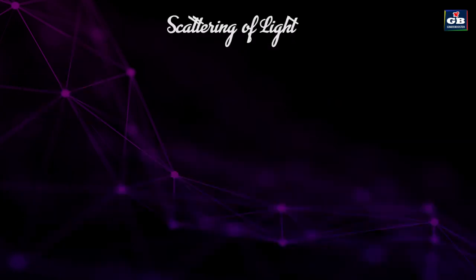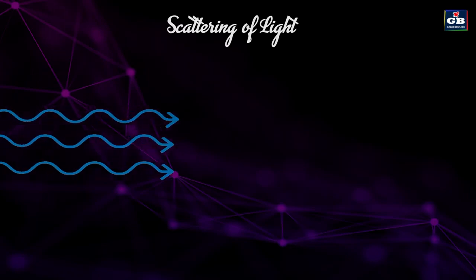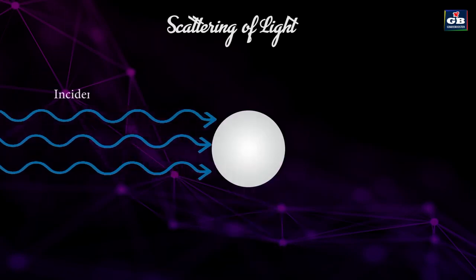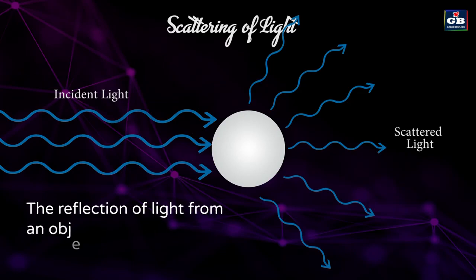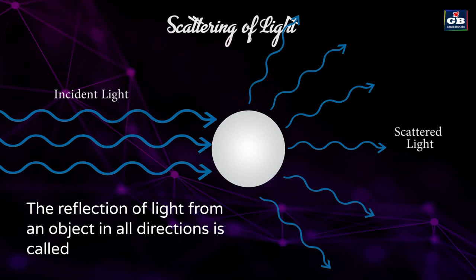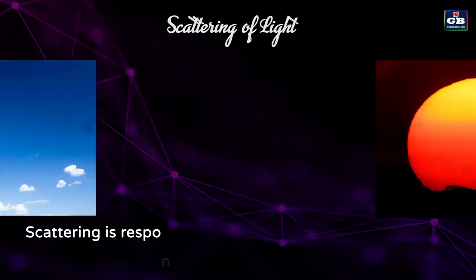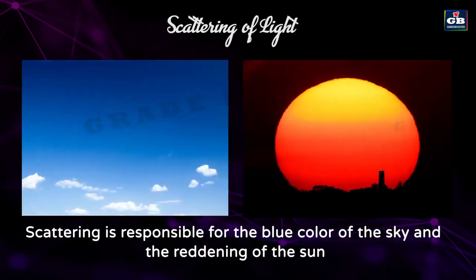Scattering of light. When a particle comes in the path of a light ray, it gets reflected and scattered in all directions. So the reflection of light from an object in all directions is called scattering of light. When the light ray hits that particle, the light ray gets reflected in different directions. It is called scattering of light. This scattering is responsible for the blue color of the sky and reddening of the sun.